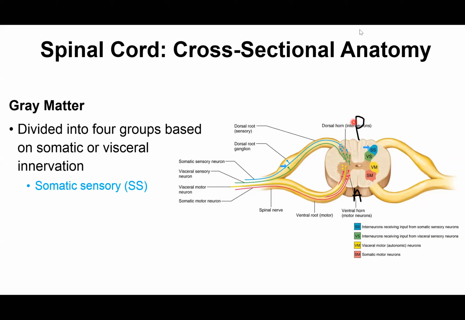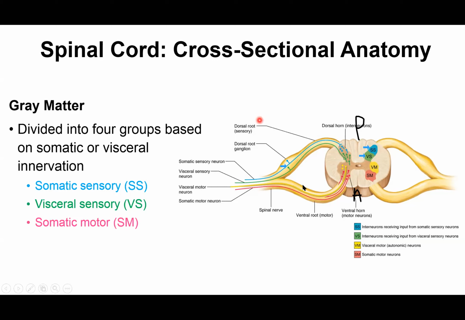We also have in the dorsal horn these visceral sensory interneurons. And so in this case, visceral sensory neurons from out in the body are going to come, so this is the green one, it's going to come into the spinal cord and synapse on the visceral sensory interneurons located inside of the dorsal horn, okay?